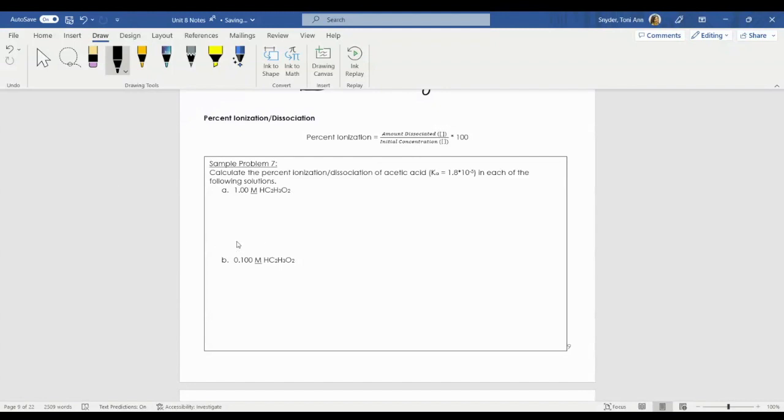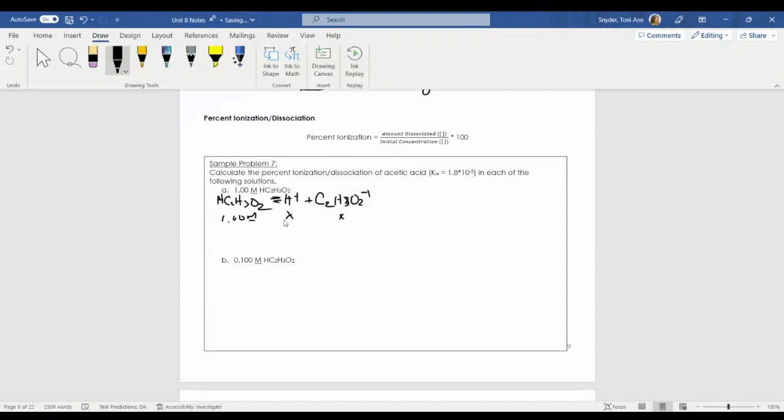So almost done. I have HC2H3O2, and that's in equilibrium with the hydrogen ion, and I have the acetate. So again, because this is the conjugate base, it's acetate ion. And I have 1 molar of this, and I have some amount of hydrogen and some amount of acetate. And I'm given the Ka.